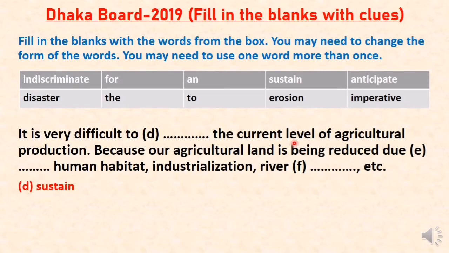So here in E number, the blank space is given, and easily we can understand after the word due there will be to, and you know it's an appropriate preposition, due to, and it means because of. So due to human habitat, industrialization, and river erosion. So the next word, that means in F number, the word will be river erosion.